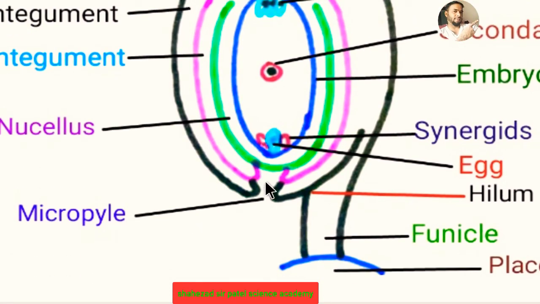You can observe these 3 cells towards the micropyle direction. Out of that 3, the cell present at the center is called the egg, and beside this egg there are 2 synergid cells. So out of that 8, 3 are located at the micropyle region, and out of that 3, the egg is present at the center, and beside that egg there are 2 synergids.